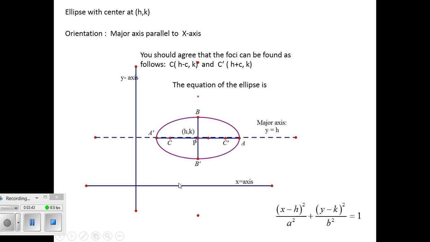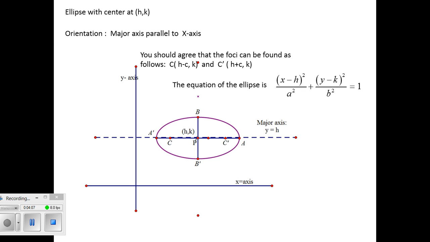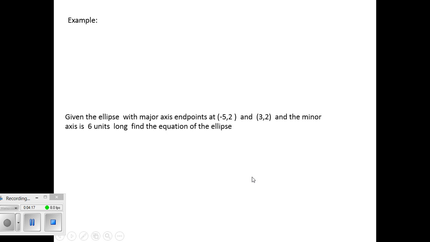Again, much like that of a circle, we're going to have the h and k values indicated here. The a value is always going to be larger, so we're going to know the orientation. We should always be able to determine the major axis, whether it's horizontal in this case or vertical in the previous case, and the foci are going to be c units left and right of the center on the major axis, okay?